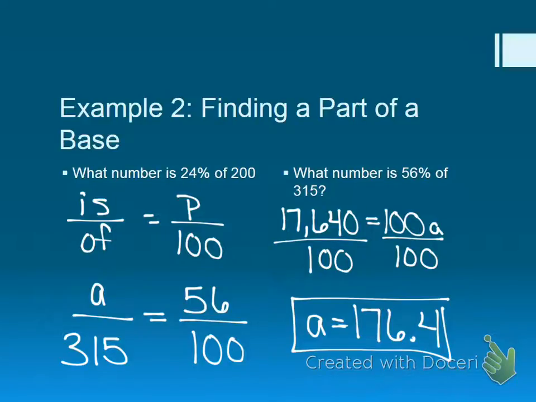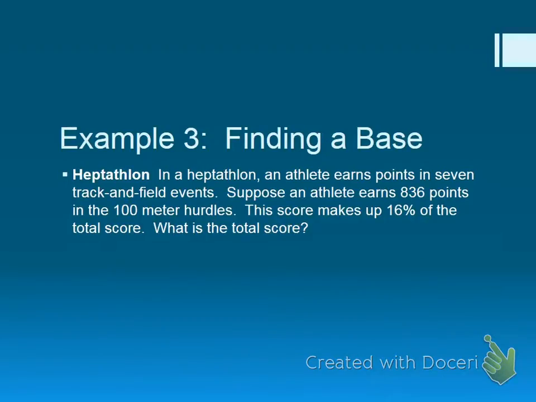All right, example 3 now. Of course, we've got to have a word problem, so we're going to throw a word problem in there. It says, in a heptathlon, an athlete earns points in 7 track and field events. Suppose an athlete earns 836 points in the 100-meter hurdles, so in just one event. This score makes up 16% of the total score. What is the total score?